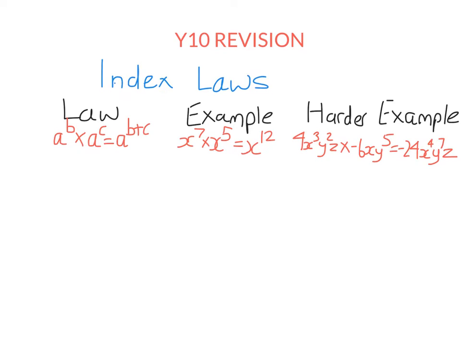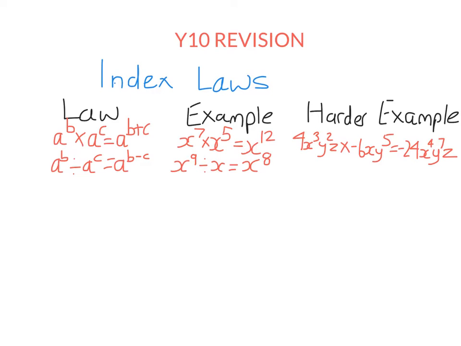All right, the next index law. This time, instead of multiplying bases, we're dividing bases. If you divide the bases, keep the same base and subtract the powers. An easy example: if I have x to the power of 9 divide x, I keep the same base and I subtract the powers. Remember, x and x to the power of 1 are the same thing.